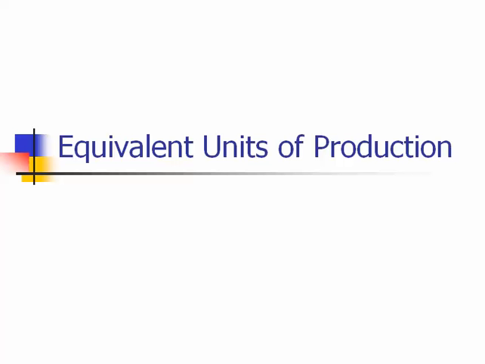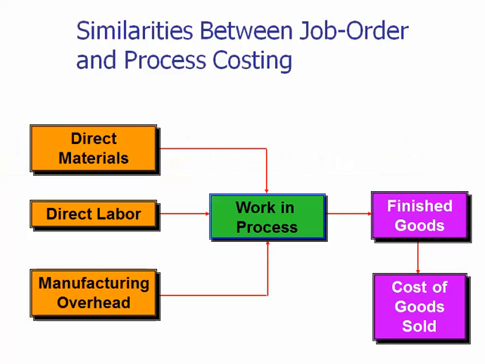a process costing system. In both a job order and a process costing system, we have direct materials, direct labor, and manufacturing overhead. These costs flow into a work in process account. Then when goods are finished, they move to finished goods, and eventually they are sold to customers, and the cost is transferred to cost of goods sold and matched with revenues.